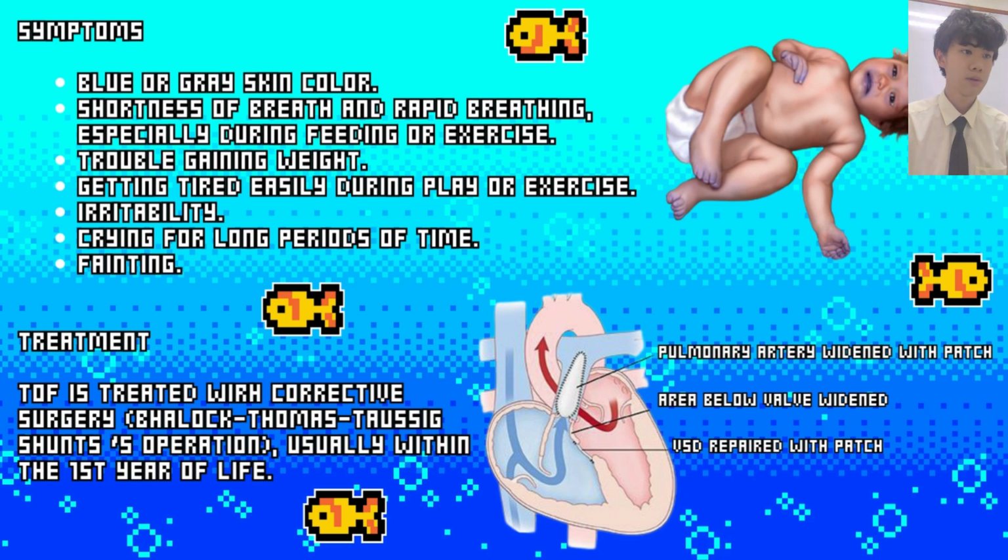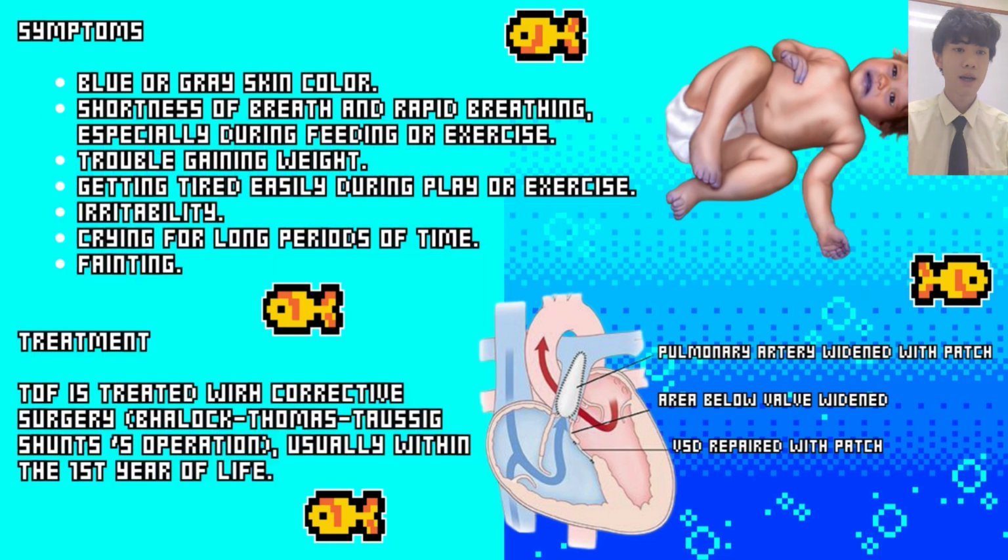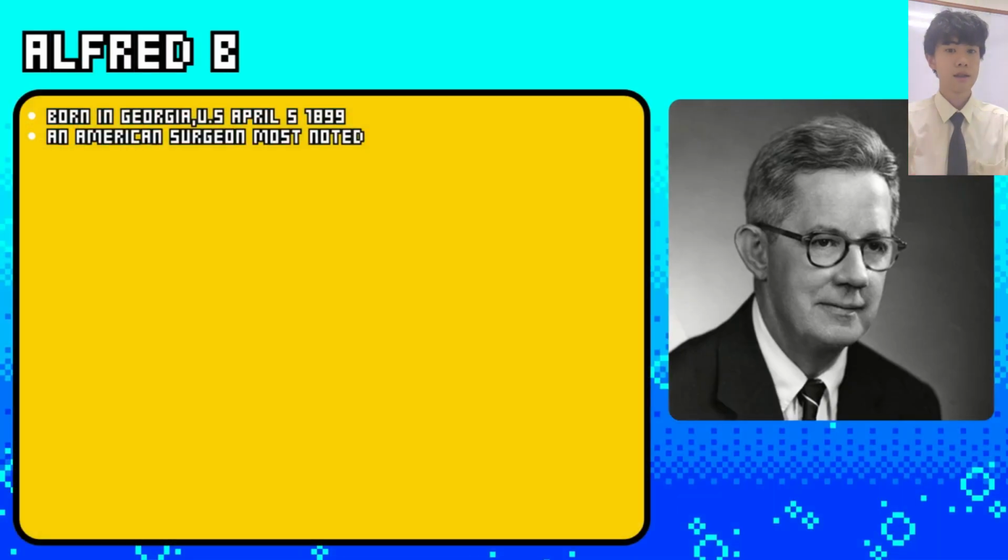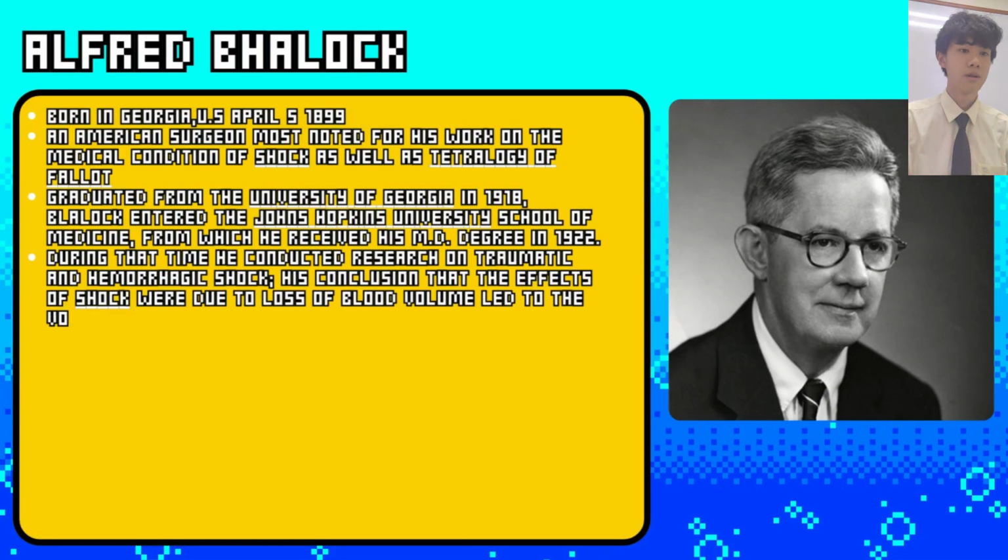So the treatments. TOF can be treated with corrective surgery, which we call the Blalock-Thomas-Taussig shunt operation, and it is usually conducted within the first years of life. As we can see, after the surgery, the pulmonary artery is widened with a patch, the area below the valve is also widened, and the VSD is repaired with a patch. So after that, we will move on.